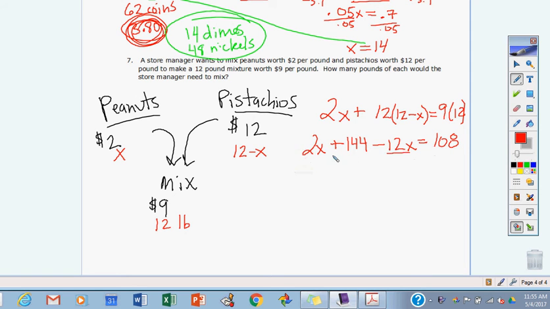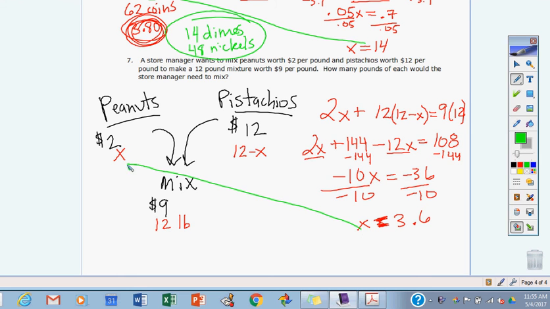Combine like terms. Negative 10x. Subtract 144 from both sides at the same time, just like we did on that last one. So we're going to get negative 10x equals negative 36. Divide by negative 10 on both sides, and we are getting x equaling 3. Whoa. x equaling 3.6.